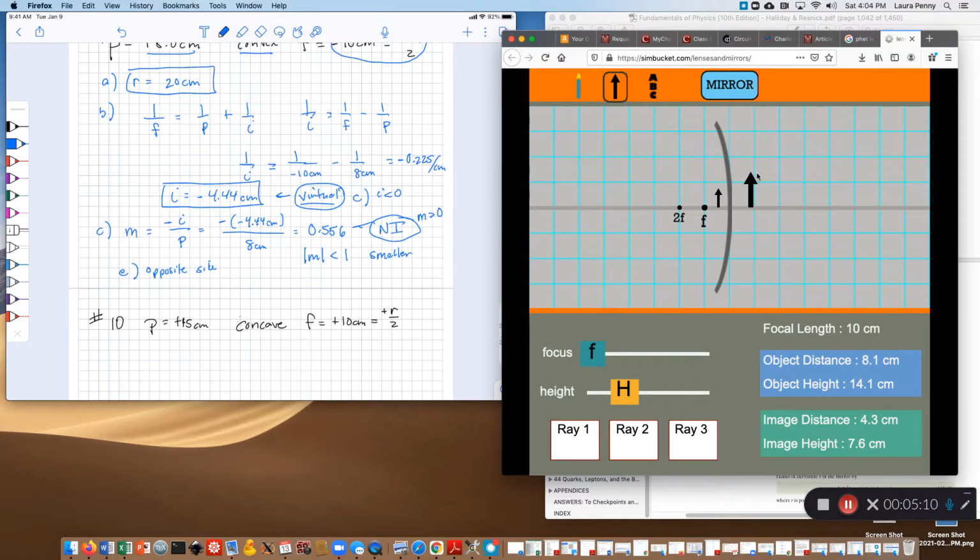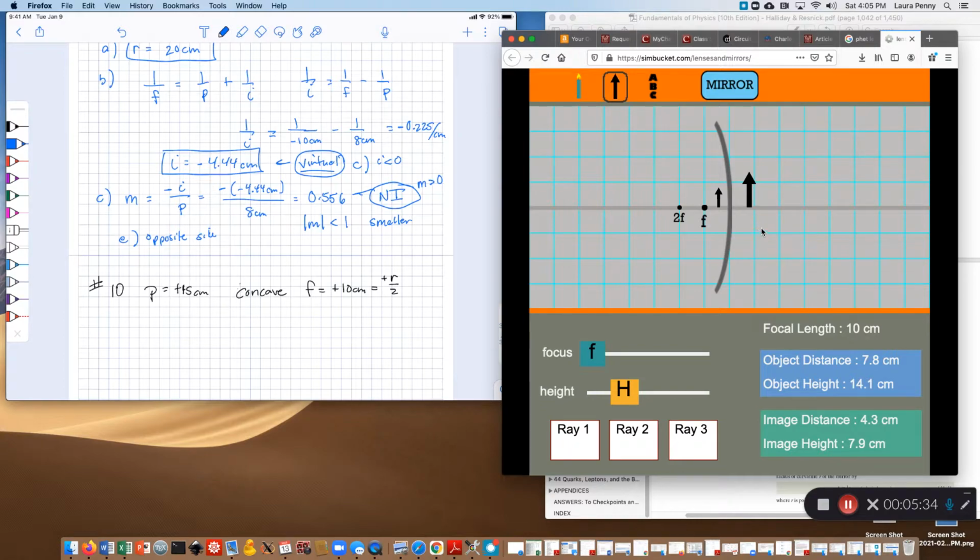We have an object here, and then we have an image forming here. We can see 8.1 and 4.33. If I could make this 8, it would be essentially that 4.44, but it's not letting me get to that. But that's where we're at in terms of this. So we're making an image which is inside it. You can see it's not inverted, it's smaller, and it's inside. It's on the opposite side.